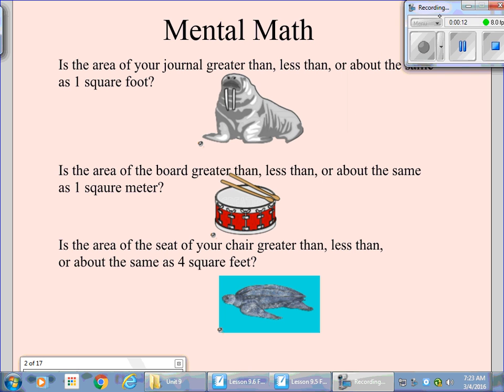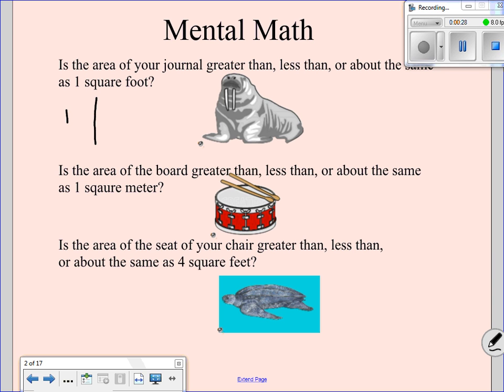First of all, what do we know? Is the area of your math journal greater than, less than, or the same as 1 square foot? Okay, a square foot, keep this in mind now. I know we've got a fun walrus here. Square foot means it's 1 foot here and it's 1 foot here. Would you say that's the same as your math journal? I would say that's about the same size as your math journal.